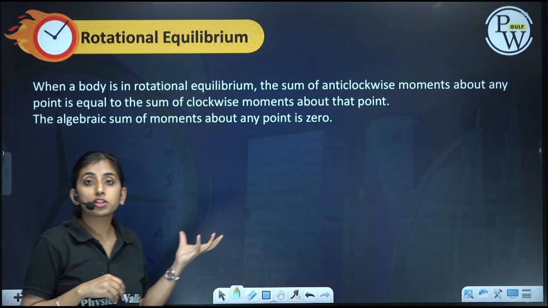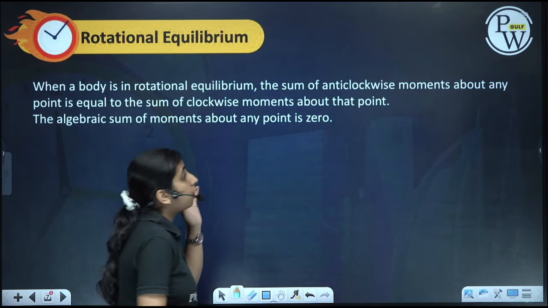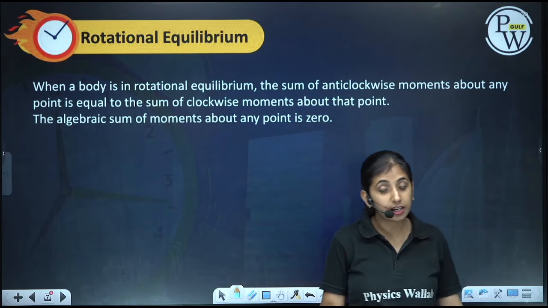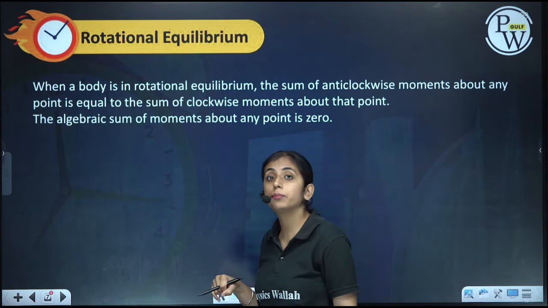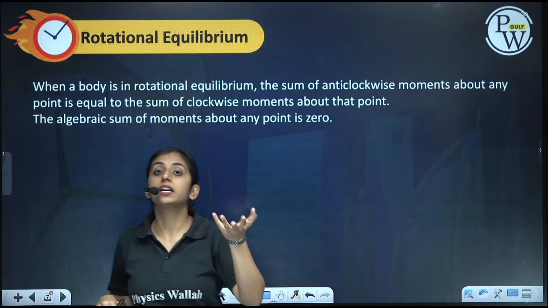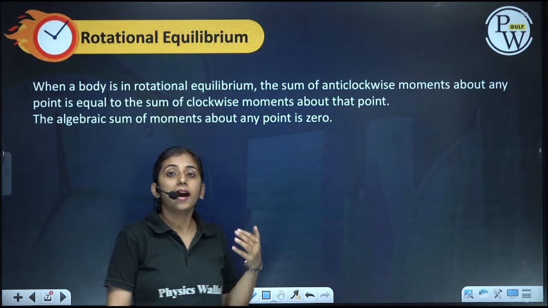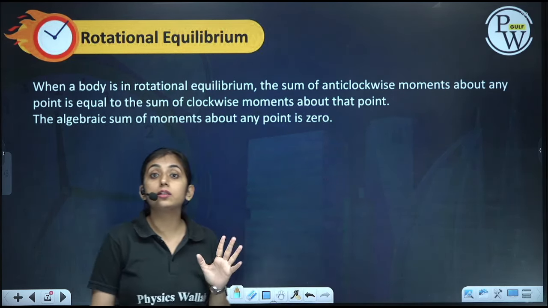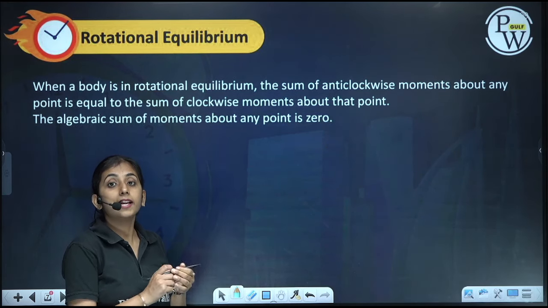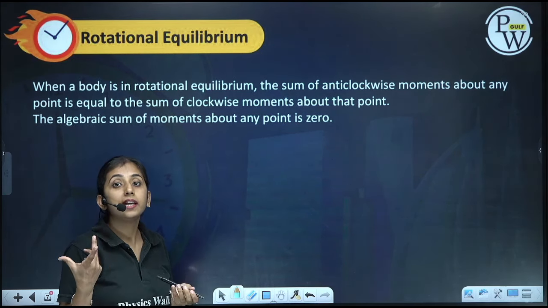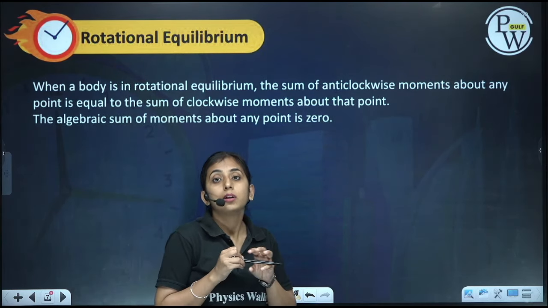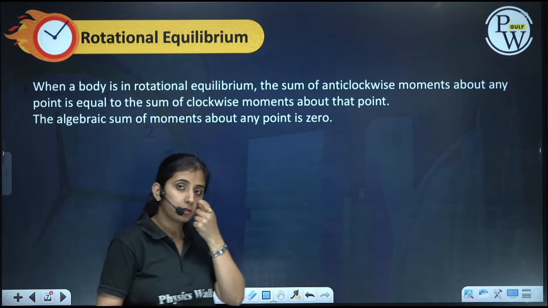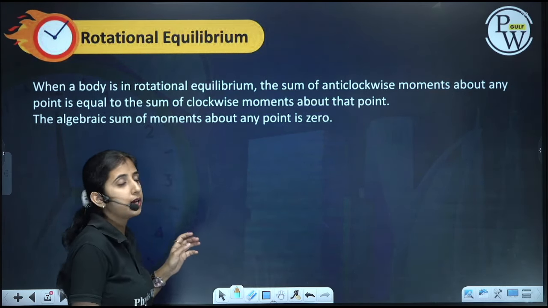Let's move to rotational equilibrium. As we have studied translational equilibrium, when is translational equilibrium? When the net force on the particle is 0. Either the particle will be at rest or it will be moving with constant velocity. Now when the net torque on the particle is 0, it means either the particle, system or body will be at rest or it will be rotating with constant angular velocity.